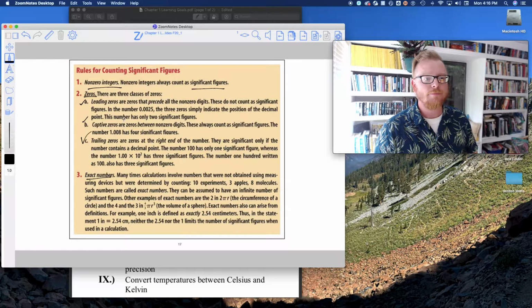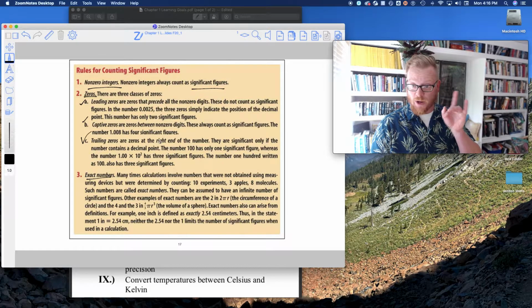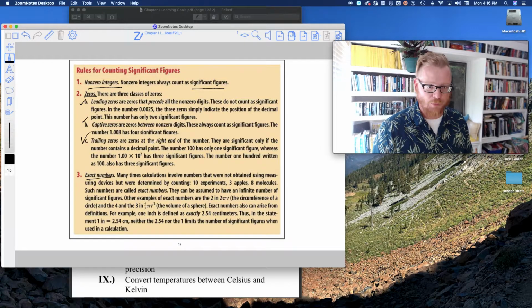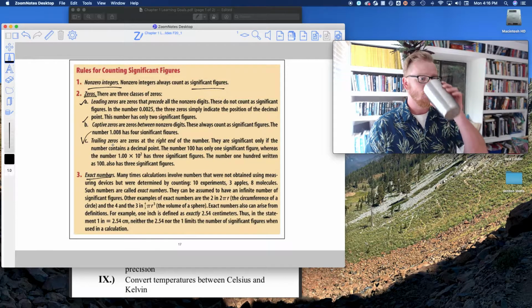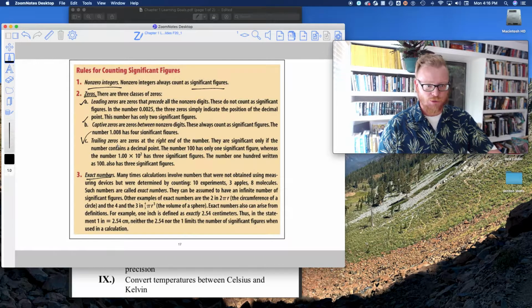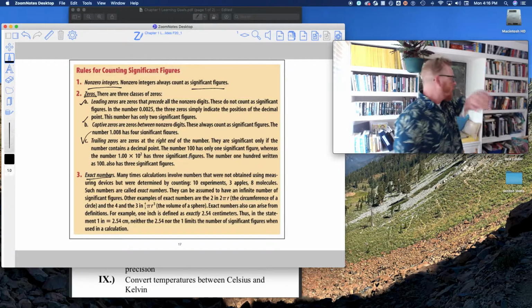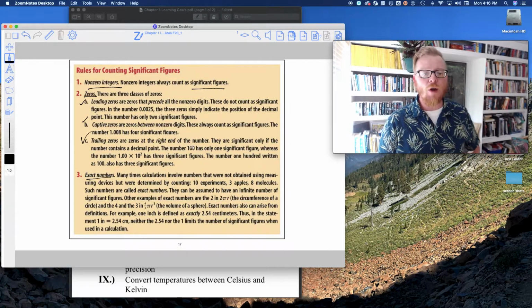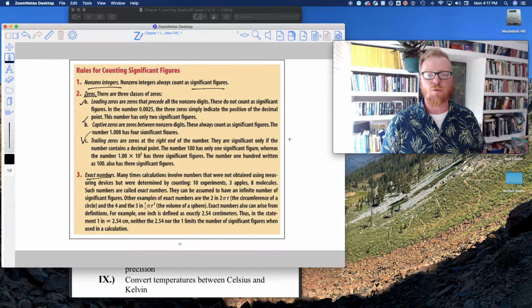Captive zeros are zeros between non-zero digits, and they definitely count. So 1.008, for example, has 4 sig figs. Then we have trailing zeros, which are at the end of the number, and they are only significant if there's a decimal point. For example, when you write 100, there's only one significant number. But if I write 100 point, now these two zeros count.